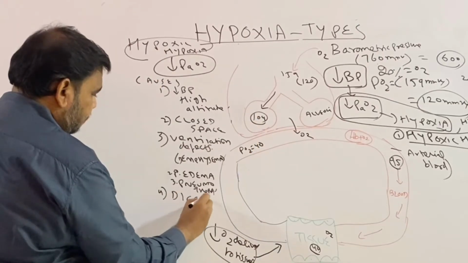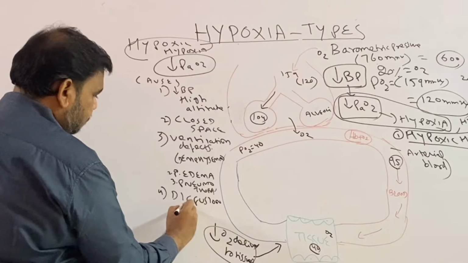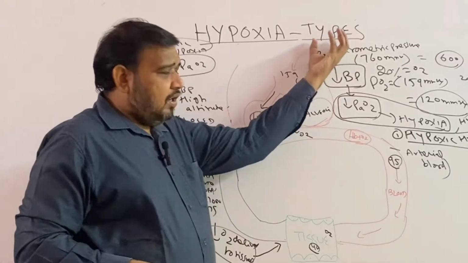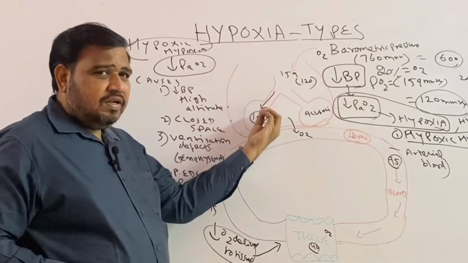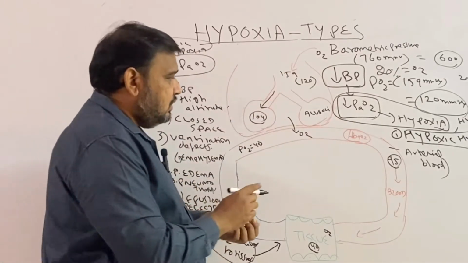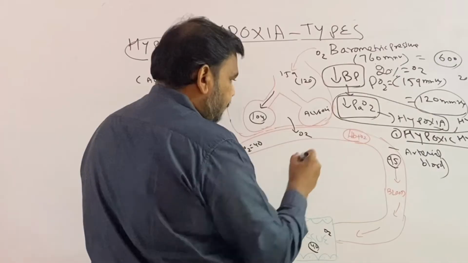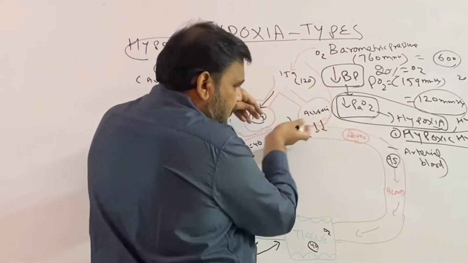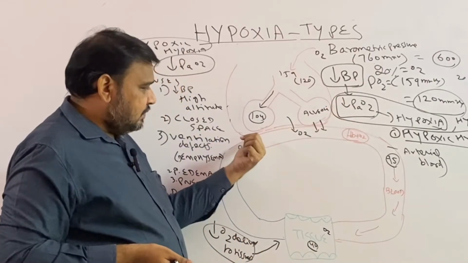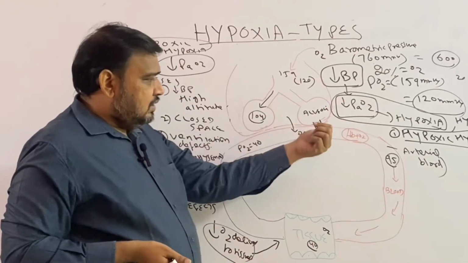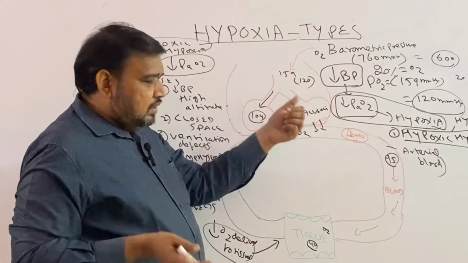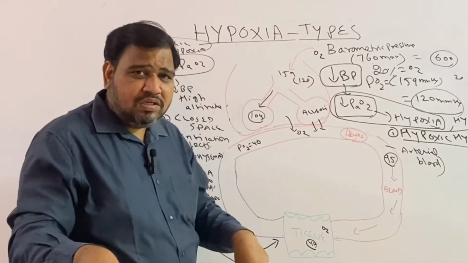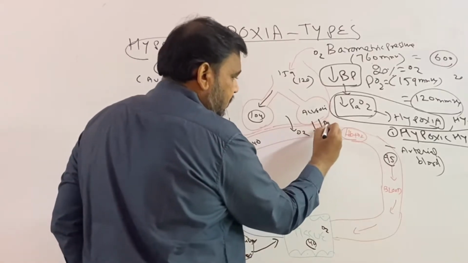Then diffusion defects. In diffusion defects, the barometric pressure is normal and the oxygen entering into the alveoli is normal, but this is diffusion. From the alveoli, the oxygen has to enter into the flowing blood. This is the pulmonary arterial end, this is the pulmonary venous end. The oxygen enters the flowing blood so that the blood gets oxygenated. This is called diffusion.